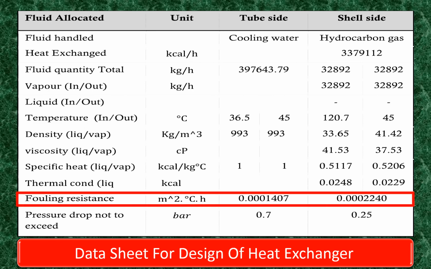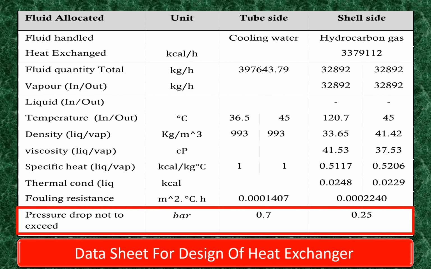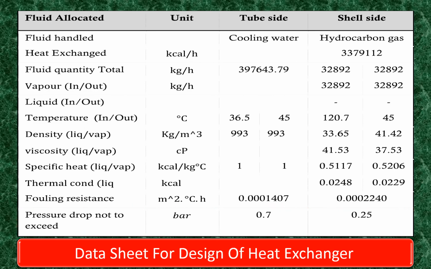The user also specifies the maximum allowable pressure drop for the tube side and shell side of the heat exchanger. This is important because there are several equipments in the process plant, and every equipment experiences a pressure drop, and these pressure drops constitute the energy level of the particular unit. So the user does not want the pressure drop of the exchanger to exceed a certain limit in order to limit his energy consumption. So this is an important part of the specification.